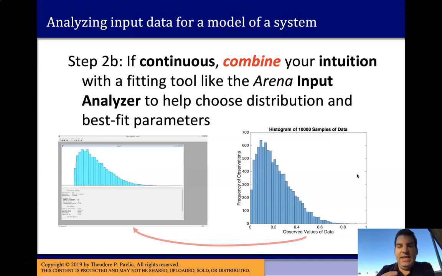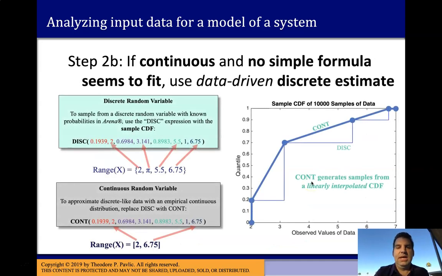Now, with that intuition you get from coming up with a likely family, you can then combine that with a tool like the Input Analyzer that we'll learn about in part 2, and it will then be able to provide you the best fitting member of that family of distributions for the data set you have here. Now, if you can't find any good family, like the case for the discrete distributions, you can then generate an empirical distribution that Arena can sample from.